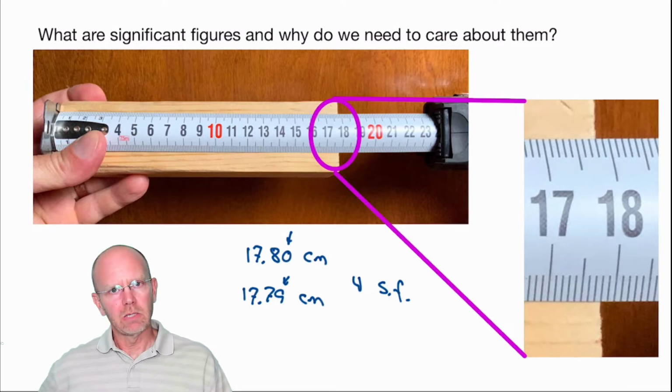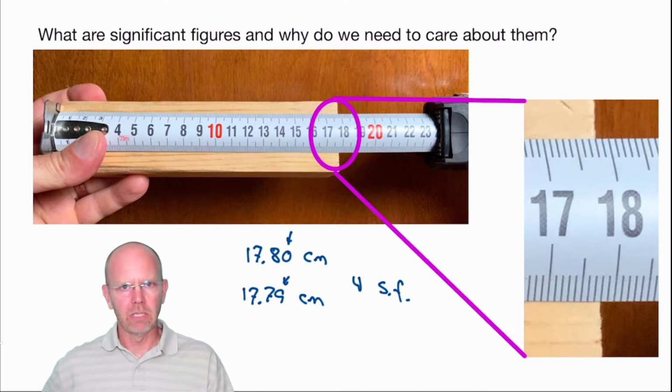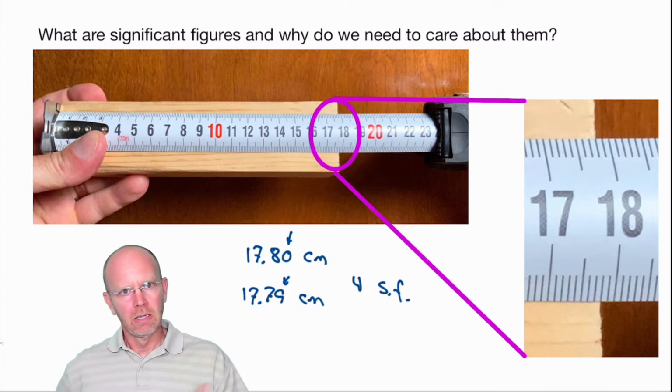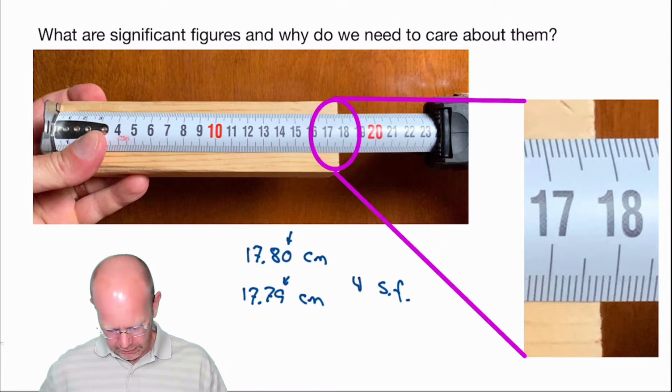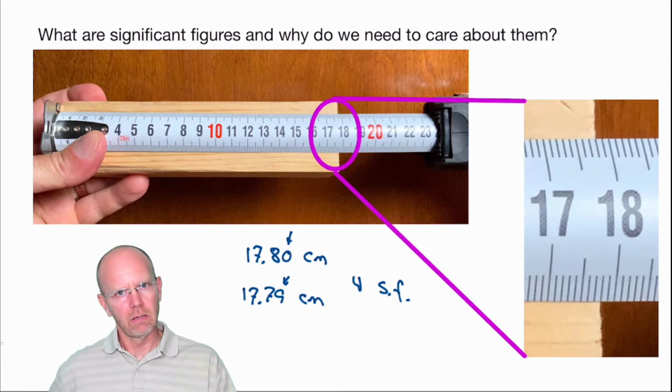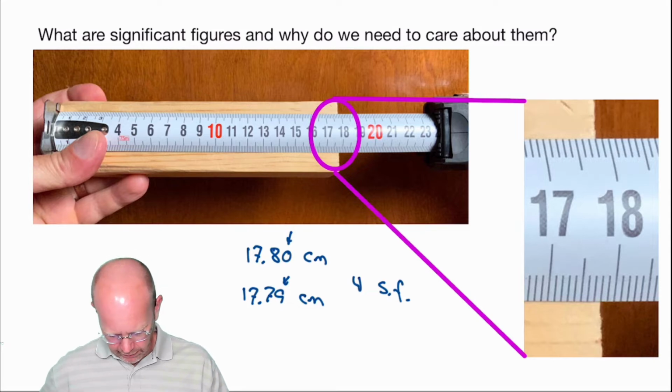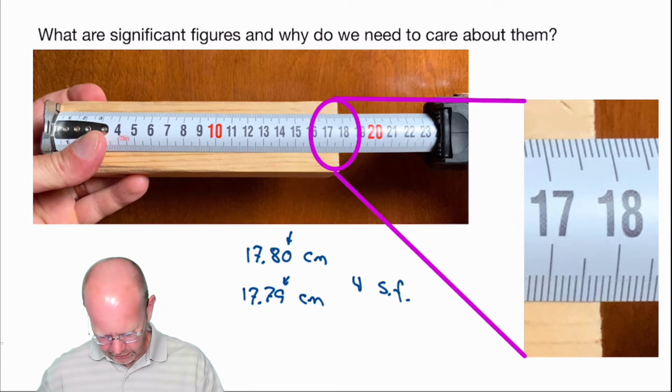We need to care about them because we also are the consumers of information of measurements or reported measurements, and we need to know when we look at a number how precise that measurement is. So we both need to know how to communicate our level of precision when making a measurement. We also need to know how to read and understand how accurate or precise a measurement is when it comes to us.